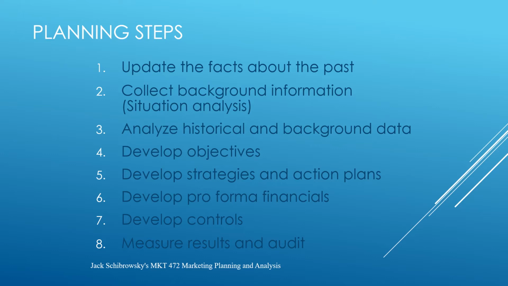Well, most planning books and planning seminars will talk about more steps than just those three steps. And so let's look at what the typical planning steps include. First, you might update the facts about the past, especially if you are doing a marketing plan for an existing product rather than a new product. You will probably collect background information. That's all part of the situation analysis. You'll then analyze that historical and background data. You will next go through the process of developing goals and objectives, followed by strategies and action plans.